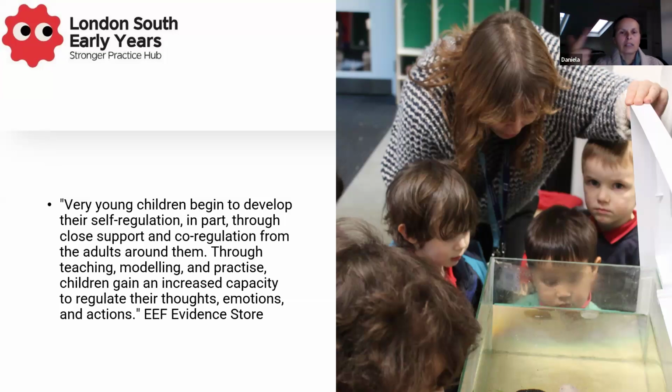And the adult sensitively reduces how much they support that child so that they're not over scaffolding and de-skilling the child and actually giving them opportunities to practice some of the newfound skills. And the adult might do that through teaching, modeling and practicing. And that is how children gain that increased capacity to regulate their own thoughts, their own emotions, and their own actions.